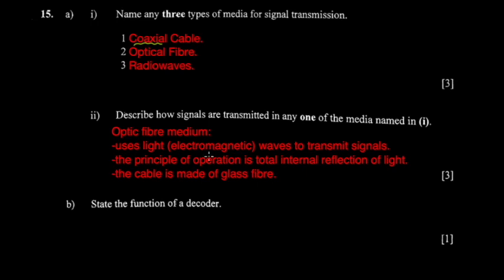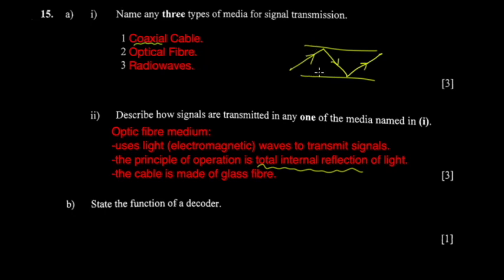So the principle of operation is total internal reflection of light. You'll have this cable here, and the light waves will be bouncing in between, and you want very much for the signal to be lossless. So if it bounces, it's supposed to have that mirror effect, as if you're bouncing a basketball to the wall, so that it comes back and goes back again.